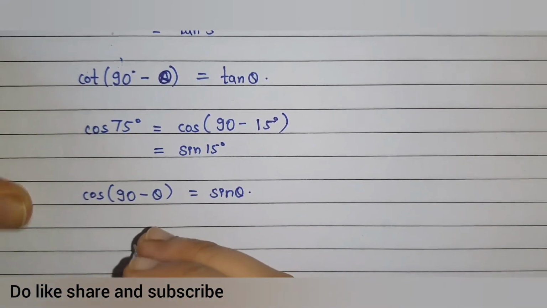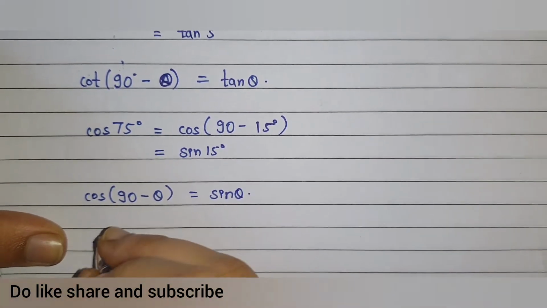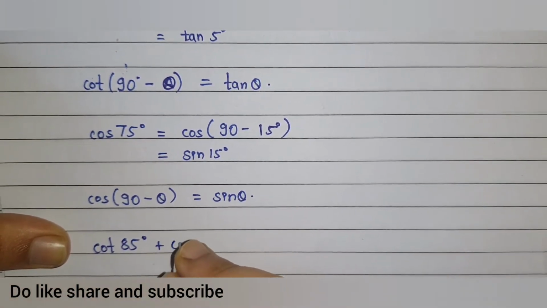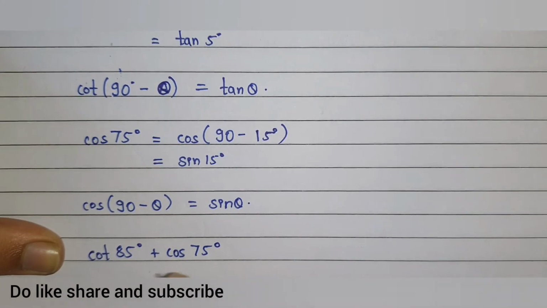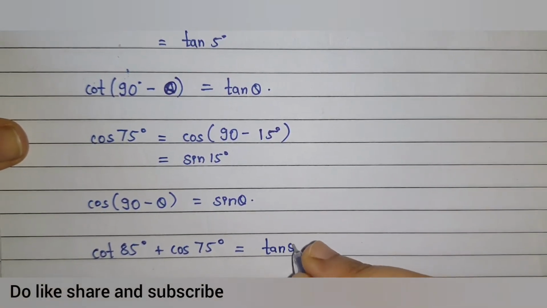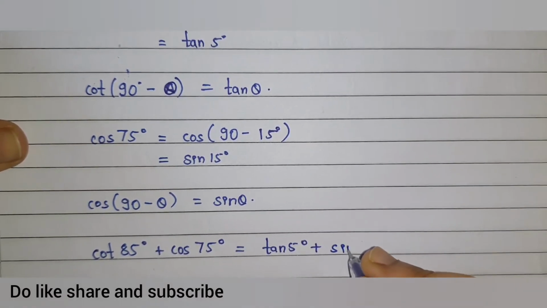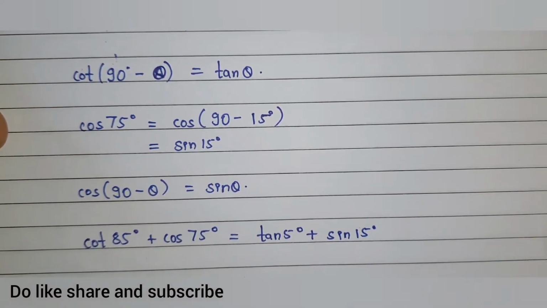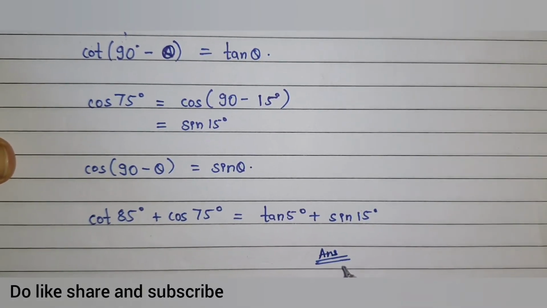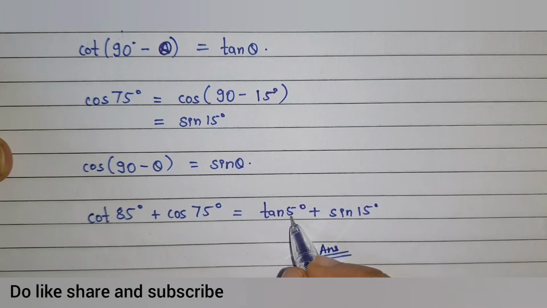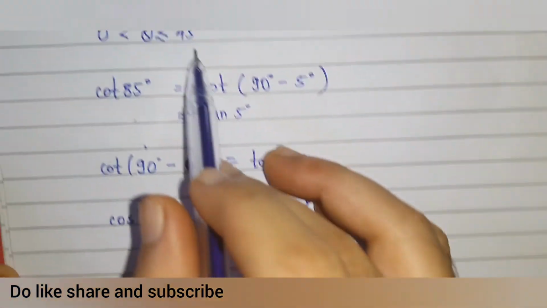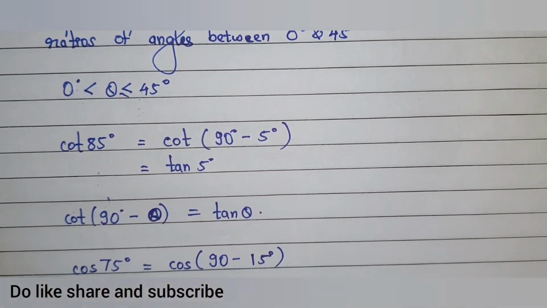Now substituting the values, we get cot of 85 degrees plus cos of 75 degrees equal to tan of 5 degrees plus sine of 15 degrees. This is the final solution for the given equation, as this 5 and 15 lie between 0 to 45 degrees.